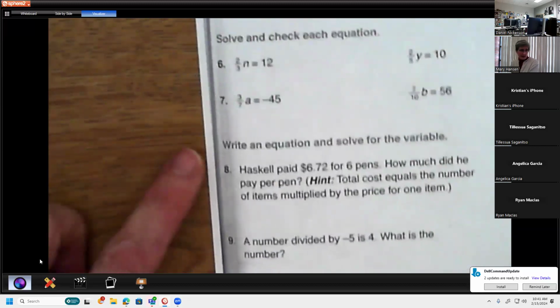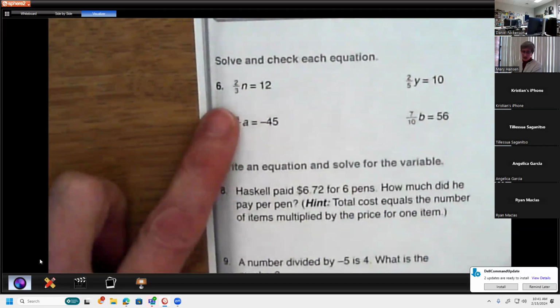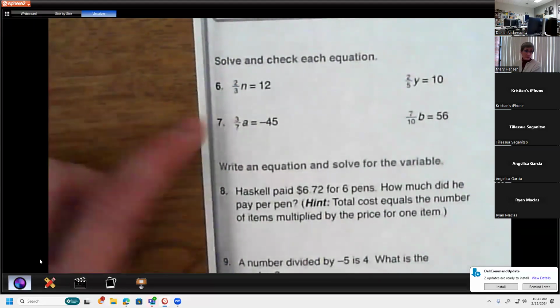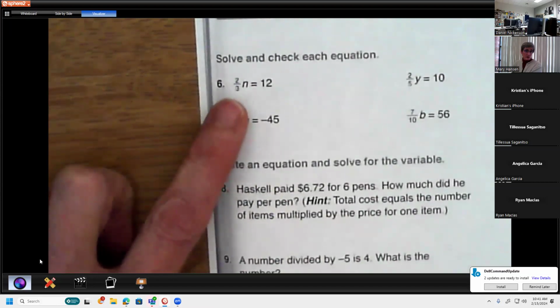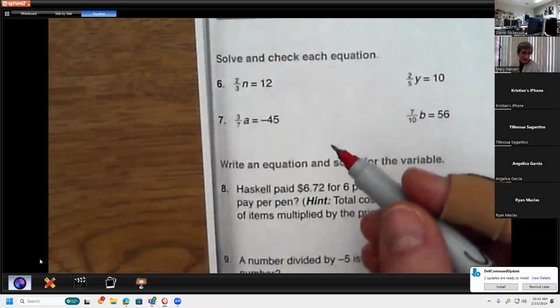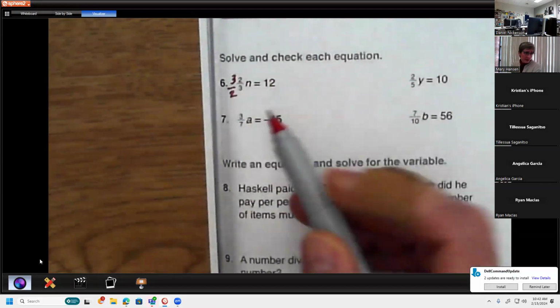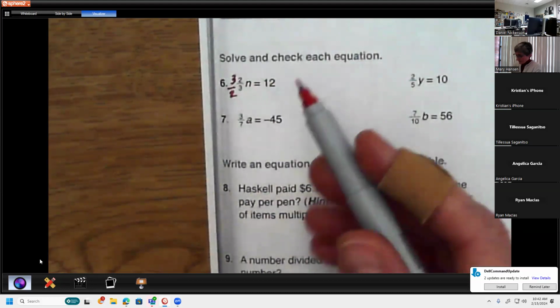So let's take a look at number 5 or 6, I guess it is here. We have 2/3 times n equals 12. And so if the fraction being multiplied times the variable is 2/3, what's the reciprocal? I flip that fraction over, what number's on top? I can just barely hear you. 3. Okay, I got from Paige that 3's on top. 3 goes from the bottom to the top. And so the reciprocal is, instead of 2/3, it's 3/2.